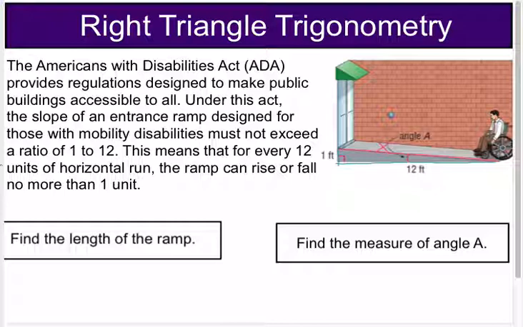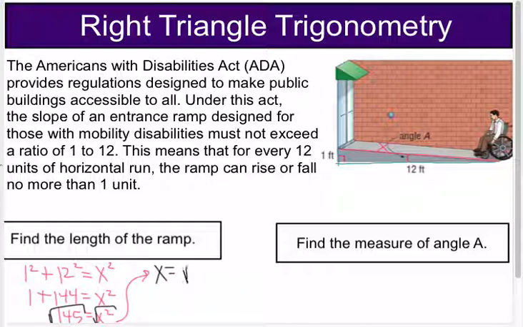So I can use the Pythagorean theorem because I have two sides. So it would be 1 squared plus 12 squared is equal to my hypotenuse, which is x squared. 1 squared is 1. 12 squared is 144, is equal to x squared. 1 plus 144 is 145, is equal to x squared. Then what I would need to do is take the square root on both sides. So x is equal to the square root of 145.